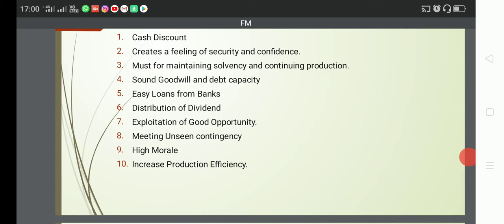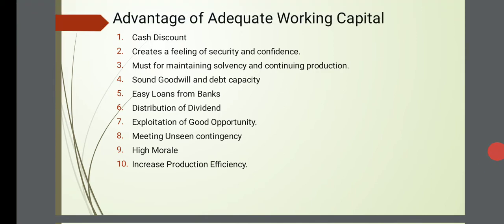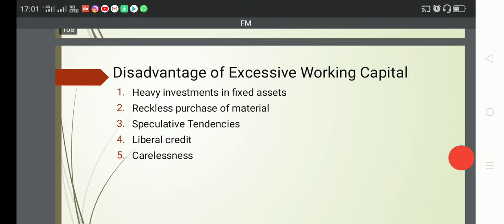Distribution of dividend will be easier for you. Exploitation of good opportunity: because you have enough working capital, you can grab as many opportunities as you can. Meeting unseen contingency: in case any contingency comes, you can easily meet that. High morale: your morale will be high because you have adequate working capital. Increased production efficiency because of increased working capital. So these are the advantages of adequate working capital.